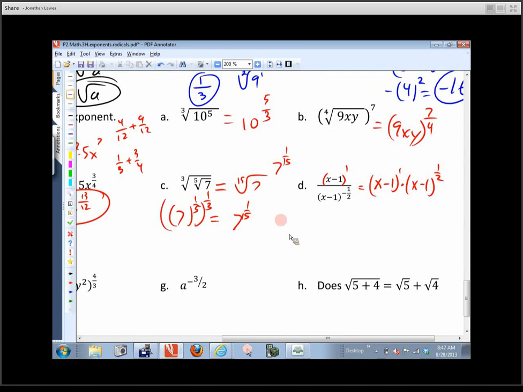If I had, let me change colors here, if I had y to the first times y to the 1/2, or if I had y to the second times y to the third, add the exponents here, right? What do you do here? Add the exponents. So the base is going to be x minus 1. 1 plus 1/2 is 1.5, but Lynn has the right way to say it. What would we say? 3/2. We don't write it as a mixed number. We'd write it as that improper fraction, and that right there would be the answer.